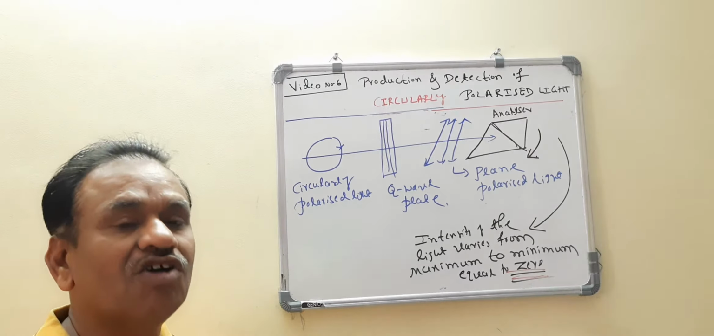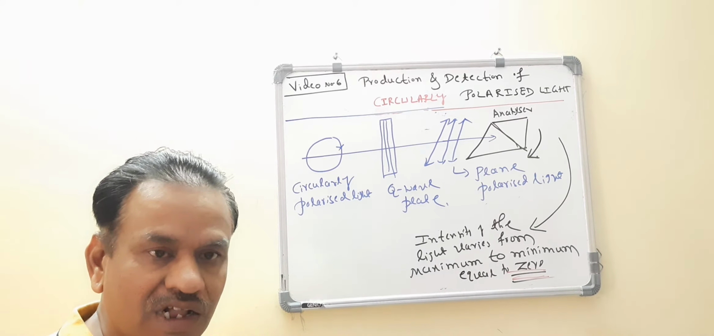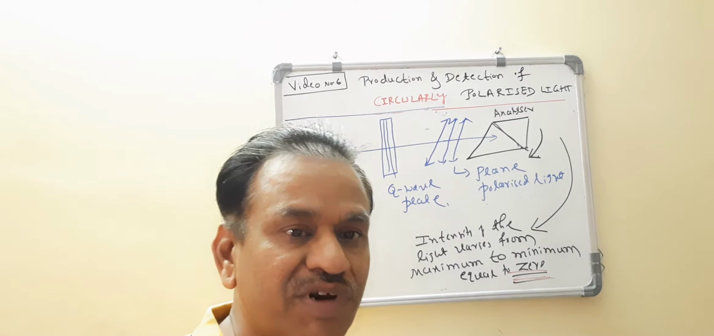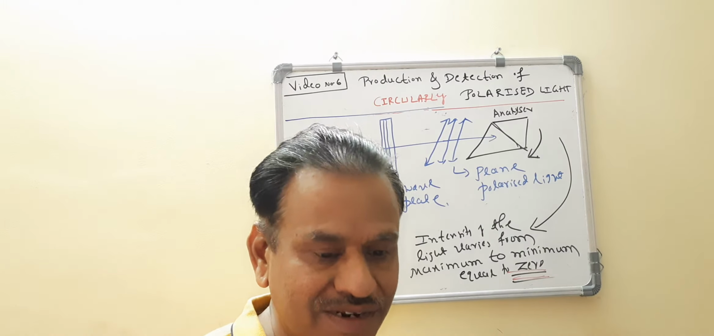It normally carries 4 marks here. For an 8 mark question, they will ask you for the circularly and another one, elliptically polarized light.